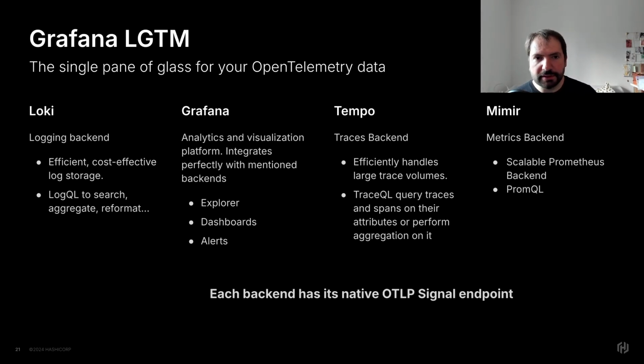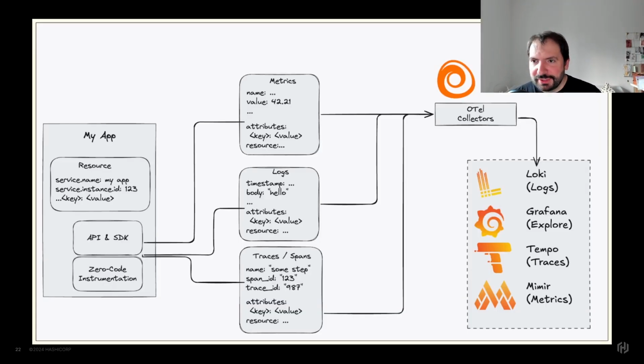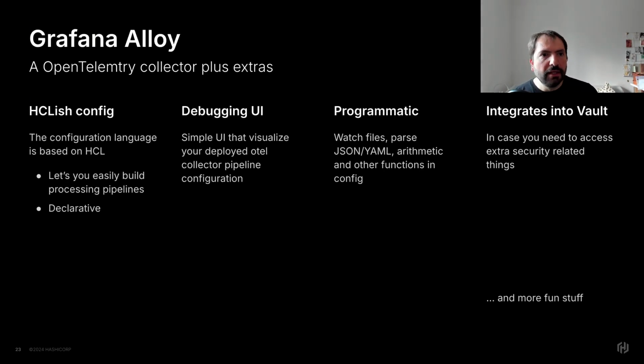And the good thing also about these backends is that they all already have a native OTLP endpoint to ingest OpenTelemetry data. But there's more. As said, the OpenTelemetry collector itself can be distributed and wrapped in easily, and Grafana provides Grafana Alloy as an OpenTelemetry collector, which we are also using here. The cool thing about Grafana Alloy is that it has all the regular OpenTelemetry collector features plus some extras.